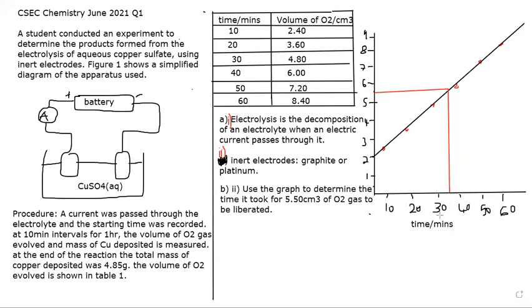It has said use the graph to determine the time, right? So it's between 30 and 40 minutes, about midway. So we could say it's about 35 minutes. So first, you find 5.5 cm cubed, draw the line across to where you draw the line of best fit, and then you just bring it down to the x-axis and you read it off.